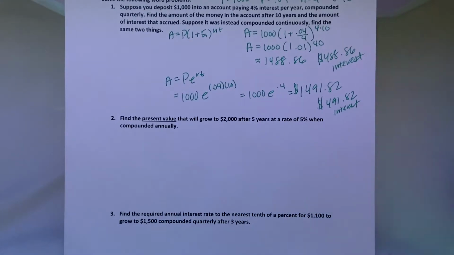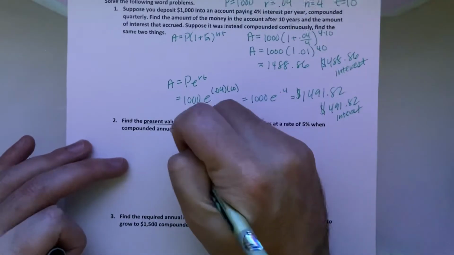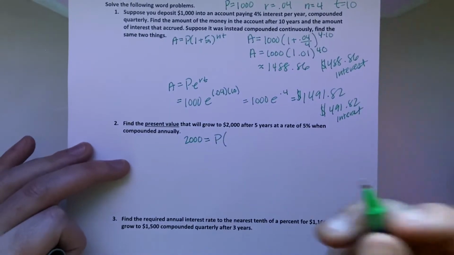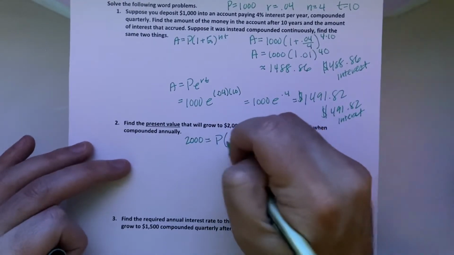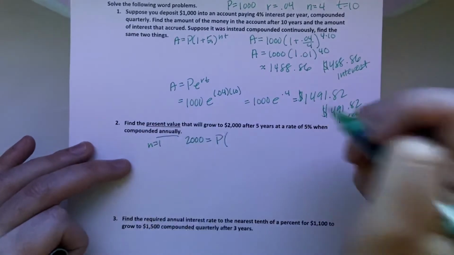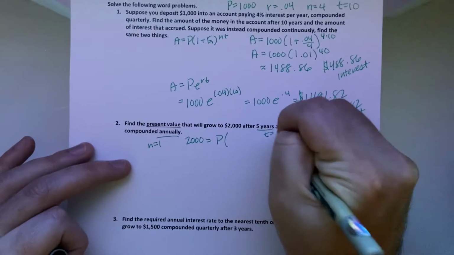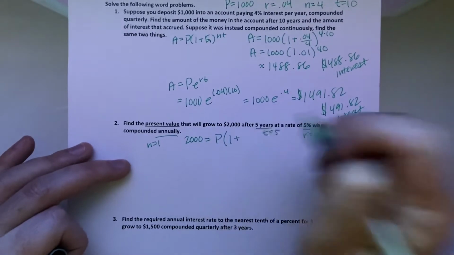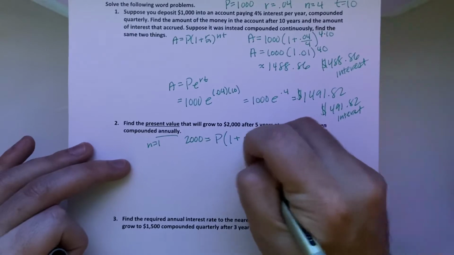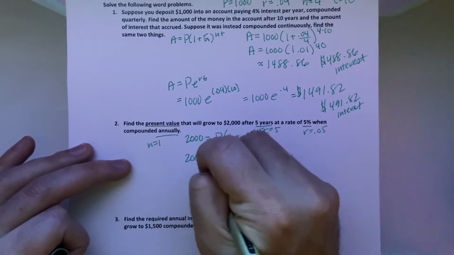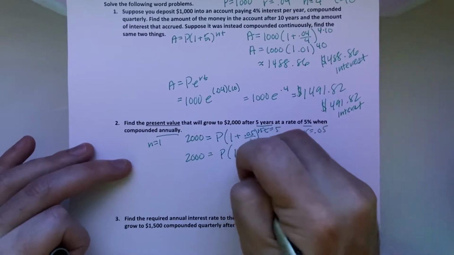Find the present value that will grow to $2,000 after 5 years at a rate of 5%. So now we're trying to find the P instead. So we want to know it's going to become $2,000. Compounded annually means n equals 1. r here is 0.05. t is 5. P times (1 plus r over n), so 0.05 over 1, to the 1 times 5 power. So that means 2,000 equals P times, we don't need divided by 1.